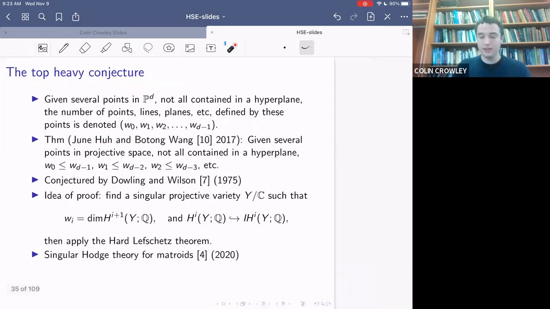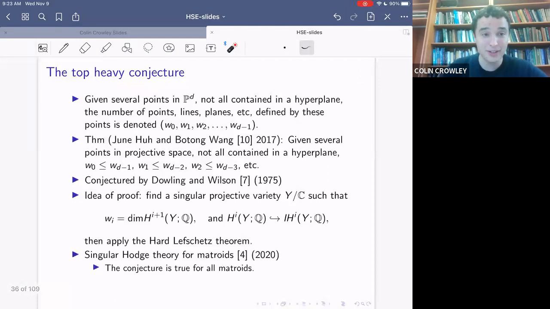Okay, so this matroid Hodge theory implies that actually the conjecture is true for all matroids, even the ones that are not realizable. Okay, so this is a story.